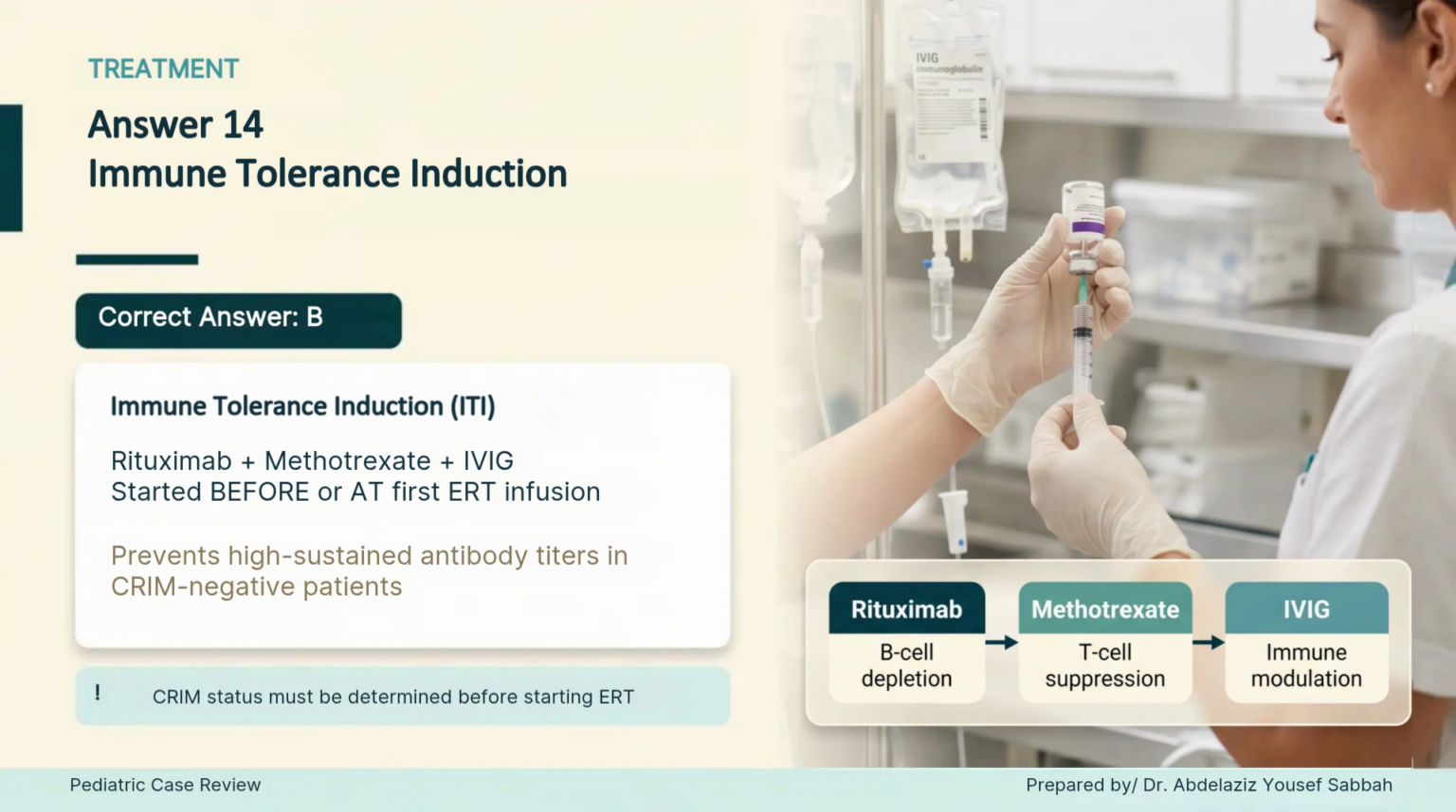Immune tolerance induction uses a combination of rituximab, which depletes B cells, methotrexate, which suppresses T cells, and intravenous immunoglobulin, which provides immune modulation. Ideally, this regimen is started before or at the time of the first enzyme replacement infusion, and it is especially important in cross-reactive immunologic material negative patients who make no native enzyme and are at highest risk of forming these antibodies. For this reason, the cross-reactive immunologic material status must be determined before starting enzyme replacement therapy.